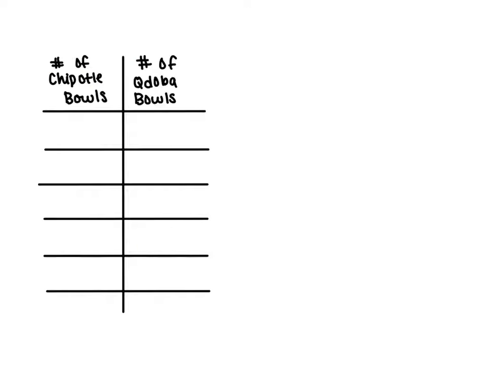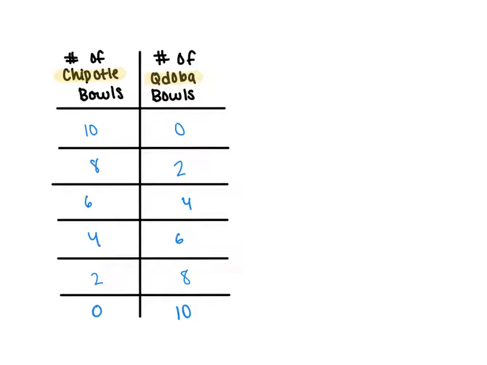Okay, so let's say we have a situation where there's a number of Chipotle bowls we can make and a number of Qdoba bowls we can make. If we make 10 Chipotle bowls, we can't make any Qdoba bowls. But if we make 8 Chipotle bowls, we can make 2 Qdoba bowls, and so forth. You might ask, why can't we make an unlimited amount of Chipotle bowls and an unlimited amount of Qdoba bowls?